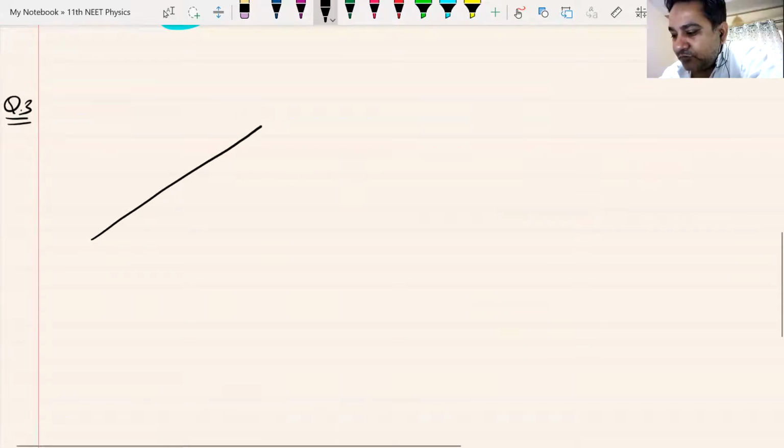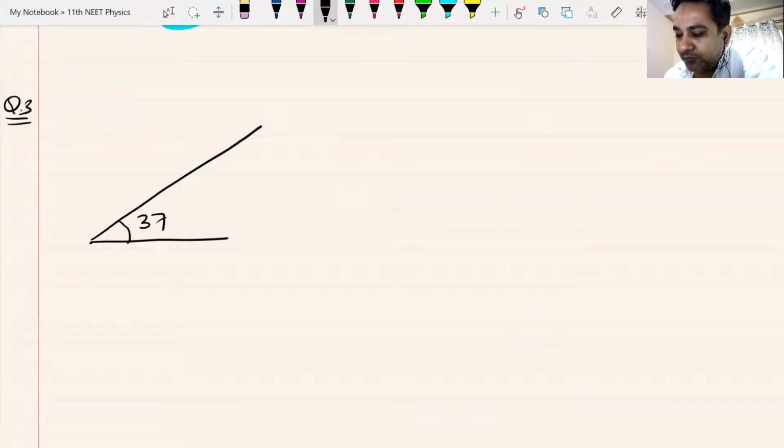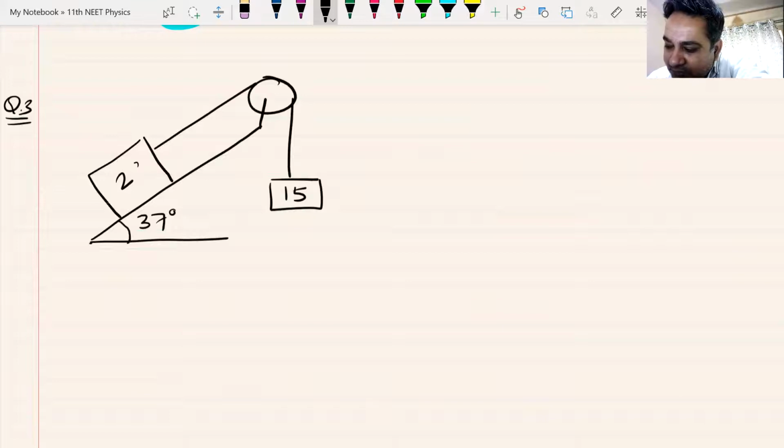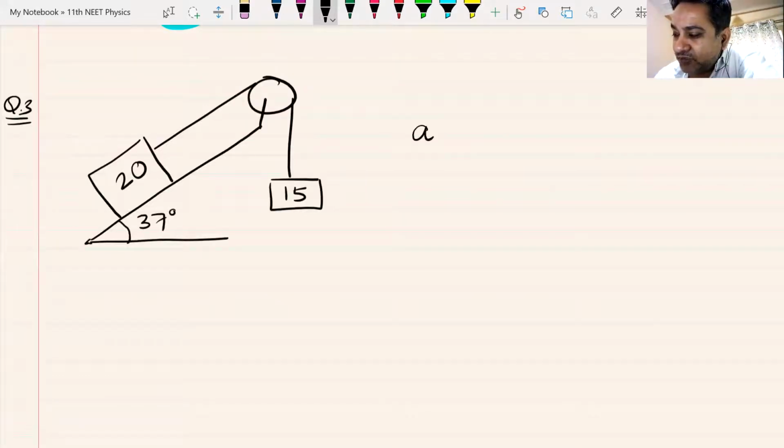And I urge you to draw the diagram with me so that you don't make a mistake and you don't waste time. Now I have made the diagram like this. This is 15 kgs hanging like this, and this is 20 kgs kept on this inclined plane. I have three questions here. What is the acceleration of the blocks? What is the tension in the string? And what is the normal reaction force from the ground?